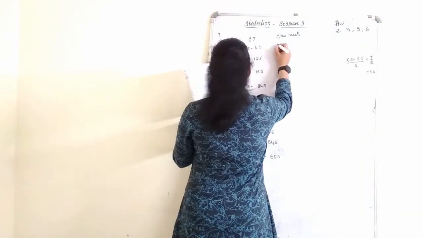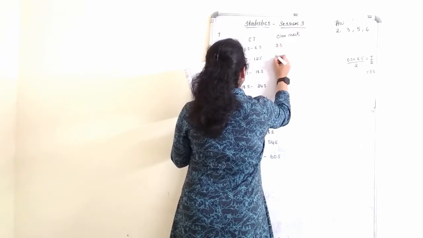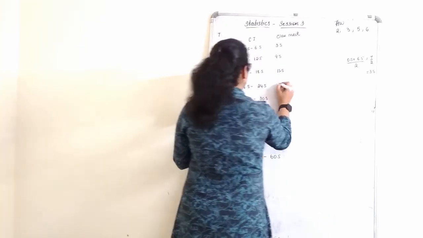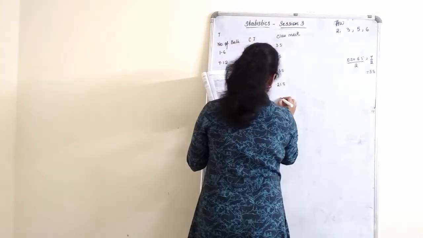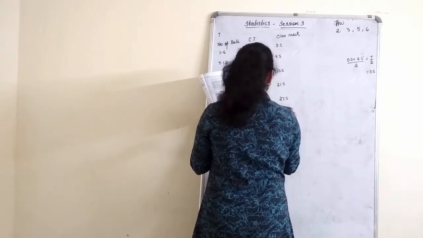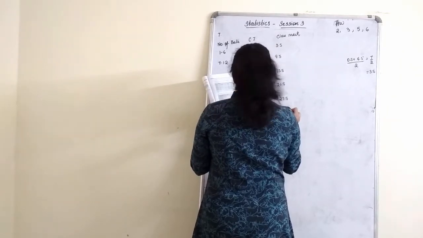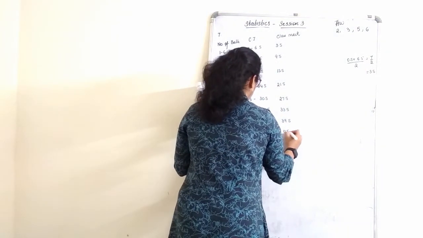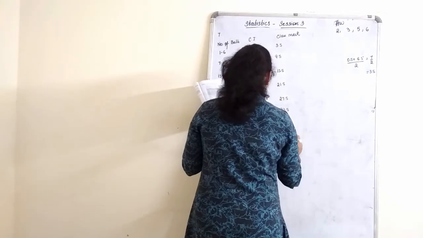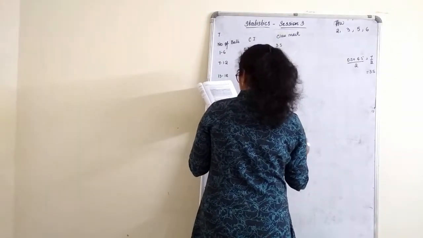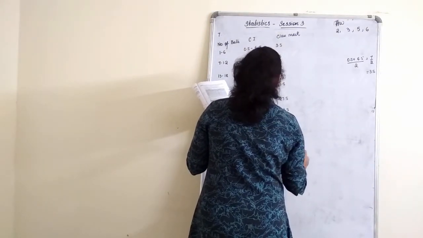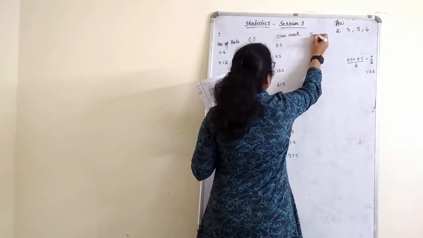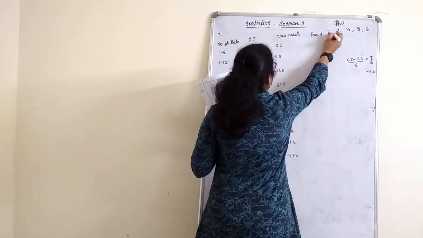Let's find out quickly. 3.5, 9.5, 15.5, 21.5, 27.5, 33.5, 39.5, 45.5, 51.5 and 57.5. Now after this we have team A and team B separately.